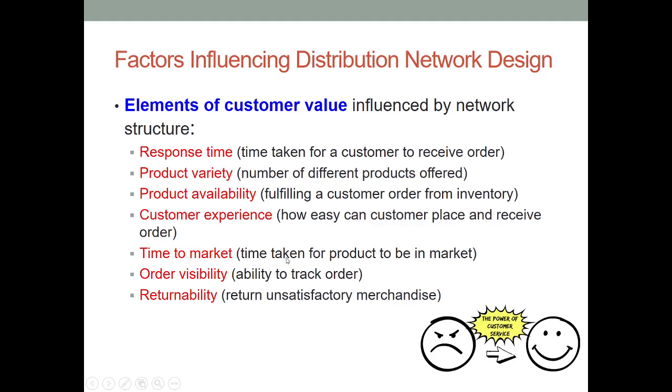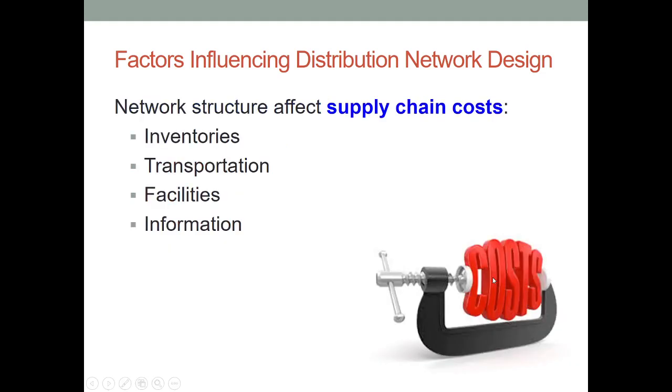Time to market is the time taken for a product to be in the market. Order visibility means the ability for the customer to track the order. Returnability means returning unsatisfactory merchandise, and how easy it is for the customer to return the unsatisfactory merchandise. All right. So in terms of cost, the next dimension is supply chain cost, right?